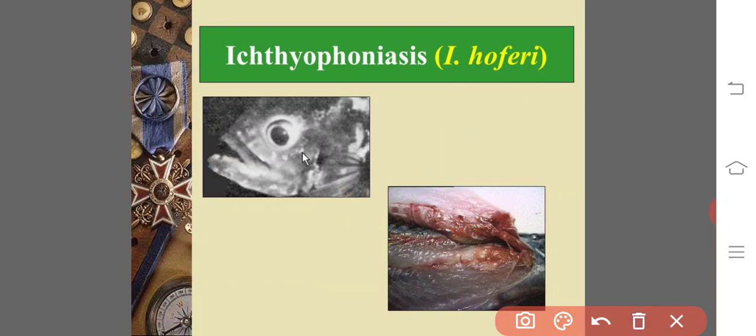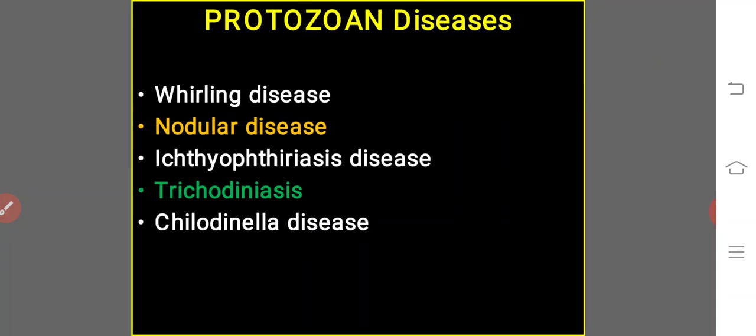The control measures are taken up by using medicines like sulfamethoxazole, terramycin, erythromycin, and calomel. They are very useful to treat the infected fish. So these are the fungal diseases: Saprolegniasis, Branchiomycosis, and Ichthyophthiriasis. And coming to the protozoan diseases.